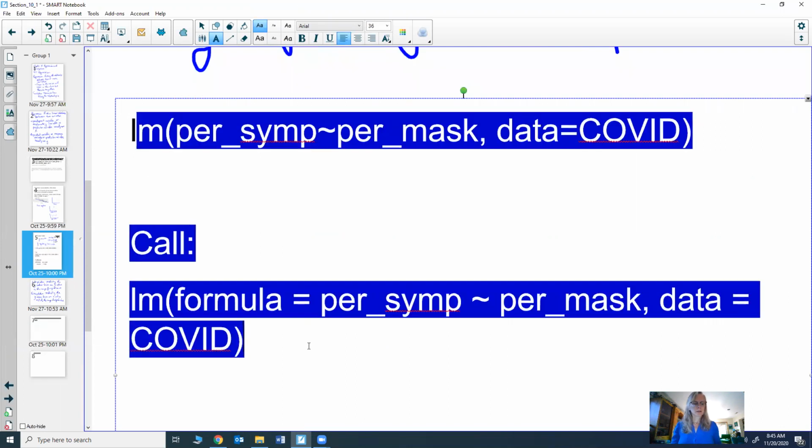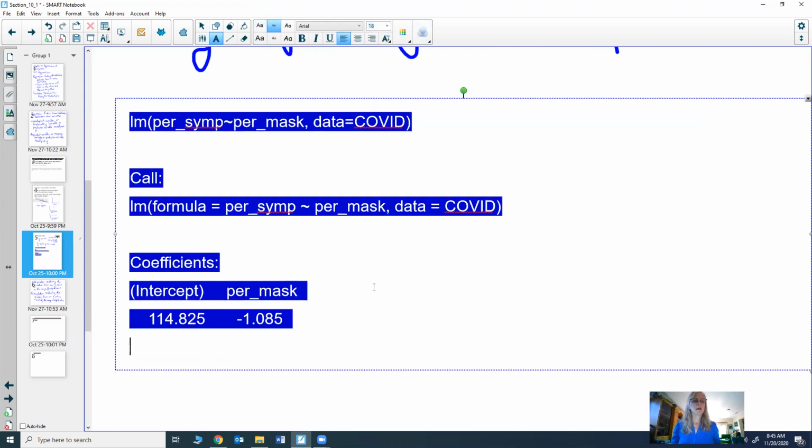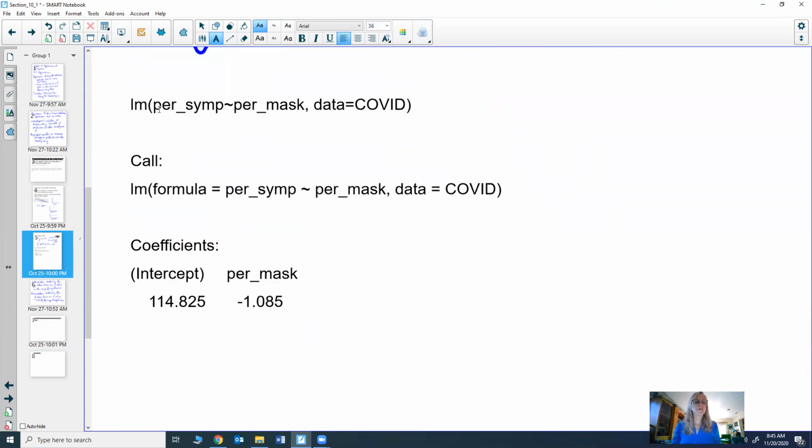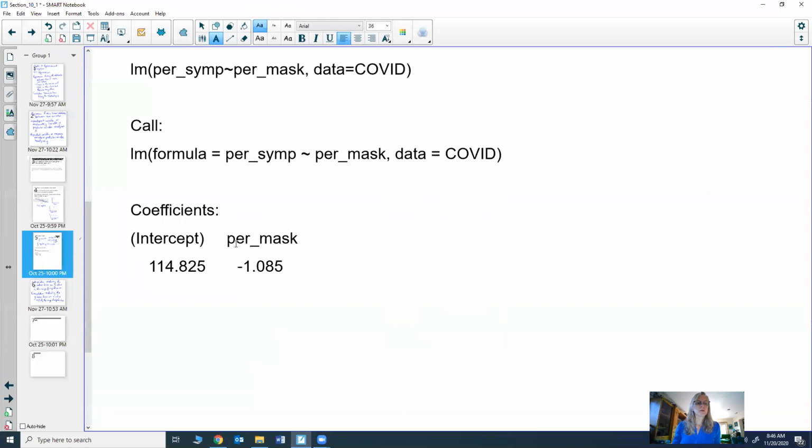I'm going to make this a little bit smaller. It's a little big here. What we have here is the command I typed in: linear model, response, tilde, explanatory, and then the name of the data set. It's telling you it's calling the linear model and the formula, and it tells you what formula it was using. So you want to make sure it's the same one you wanted and where the data set came from. And then these are the coefficients. This one's called your intercept, so that is your b.